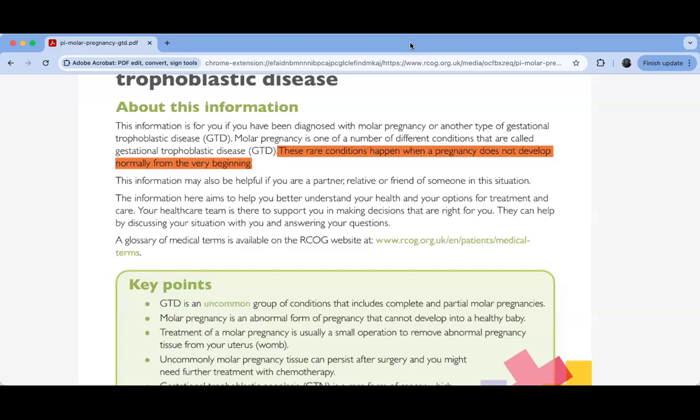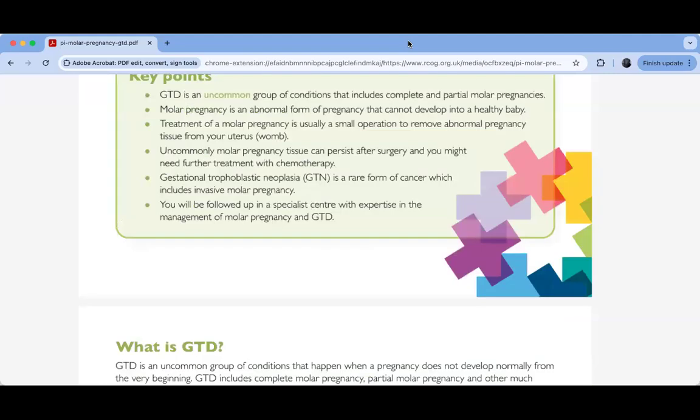So the molar pregnancy is an abnormal form of pregnancy that cannot develop into a healthy baby. Okay, let's say the patient says, how does this happen? Or why does this happen? Okay, so you can explain to her.